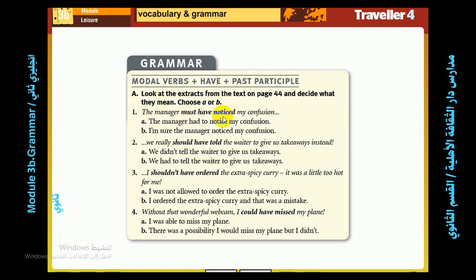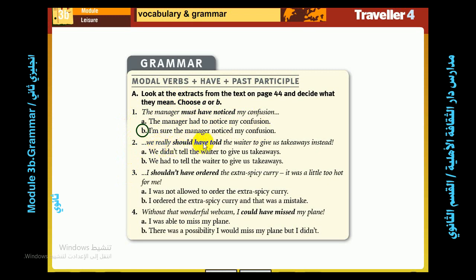The manager must have noticed my confusion. So I feel sure that the manager noticed my confusion. So I use the word must to give a positive deduction. So the meaning is I'm sure the manager noticed my confusion. The answer is B.